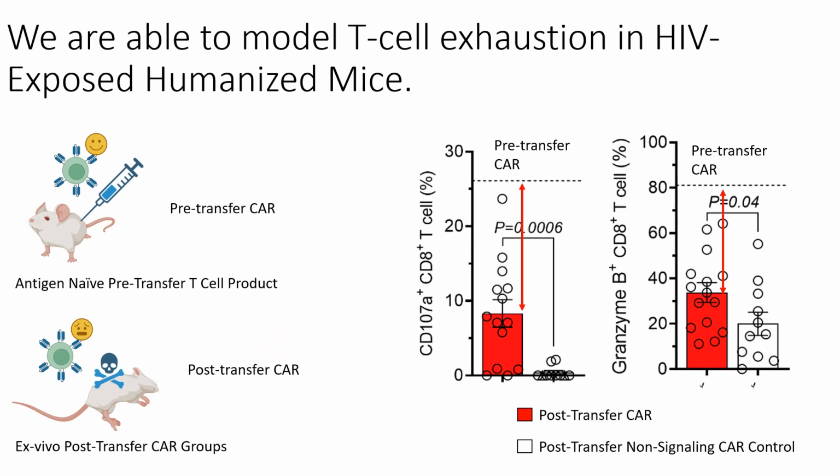Our lab likes to model in vivo with a humanized mouse pipeline, that is to say a bone marrow liver thymus humanized mouse, and we're able to model T cell exhaustion in HIV exposed humanized mice. So here we're comparing pre-transfer CAR populations against post-transfer CARs, that is to say 12 weeks of HIV exposure, and you'll see that they have a significantly reduced ability to express CD107A, which is a degranulation marker, and granzyme B, which is another cytotoxic marker.